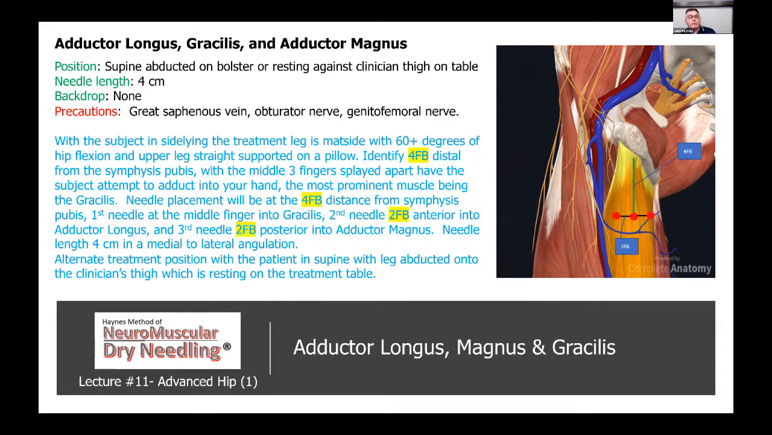Needle length is going to be about 4 centimeters, with a medial to lateral angulation. In this instance, we're going to go straight down to the mat. An alternate treatment position is supine, with the legs abducted onto the clinician's thigh, which is resting on the treatment table. That's the approach that we used in our introductory lab. Here, let's get a little bit more depth and a little bit better approach to that.